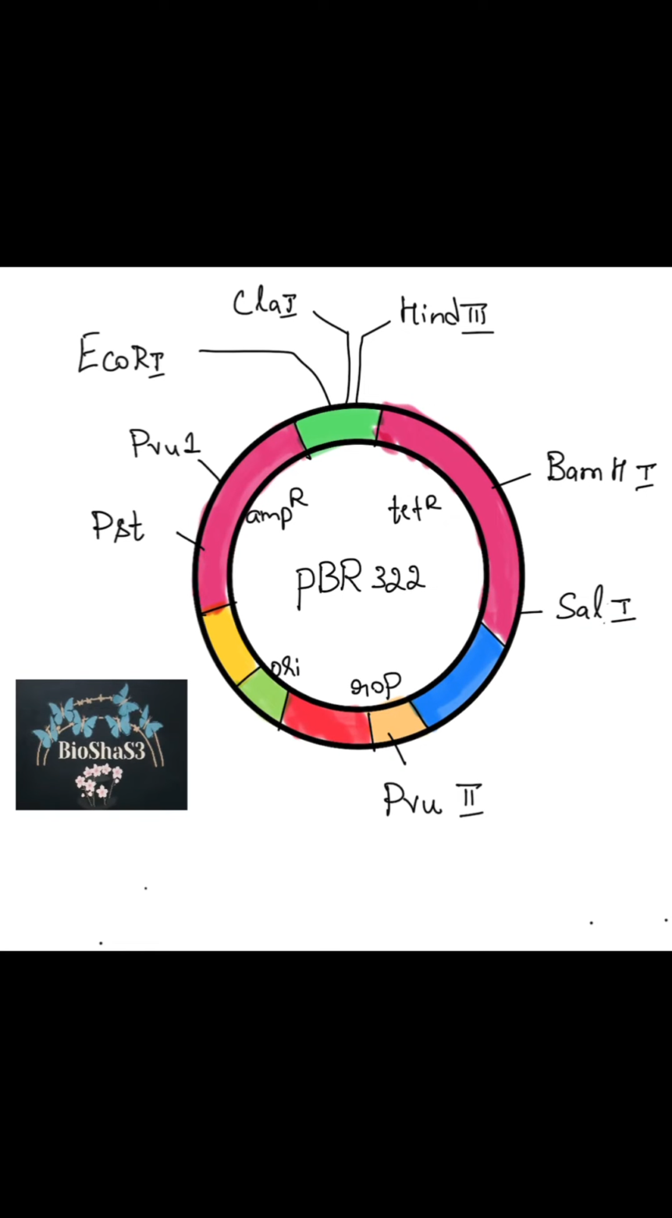This is a cloning vector pBR322. So if you draw the diagram neatly and if you mention all the recognition sites, definitely you are going to get full complete marks for this diagram.